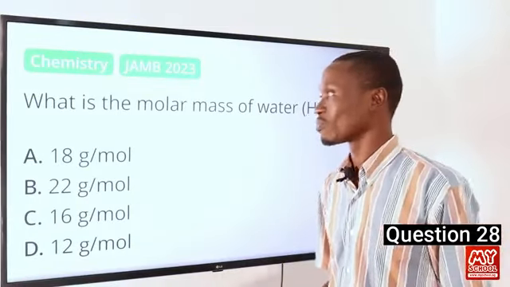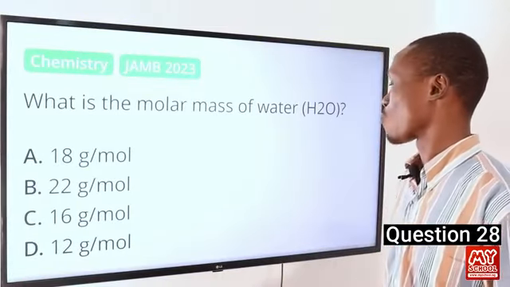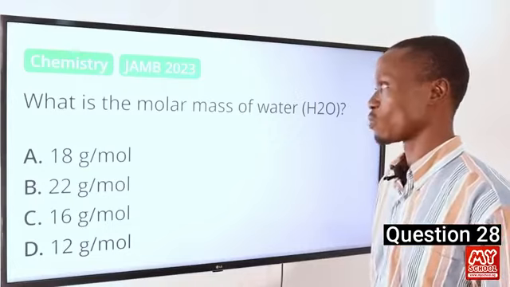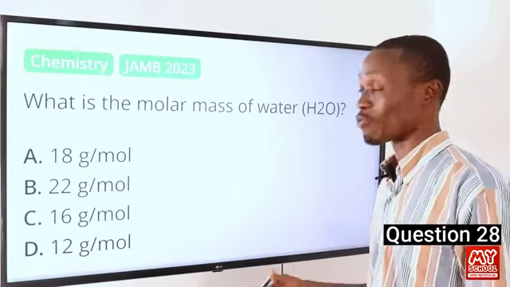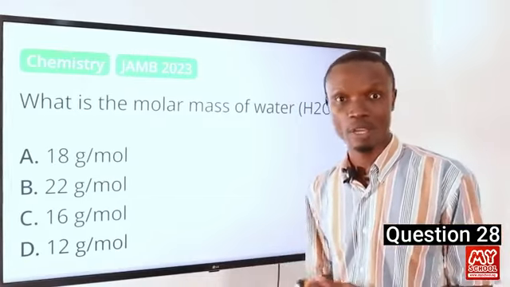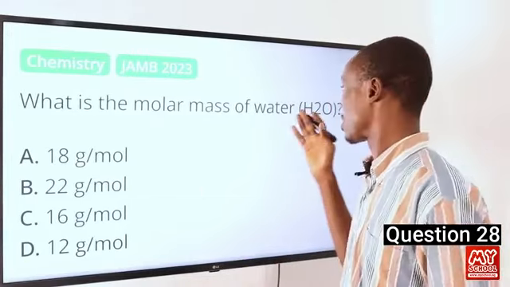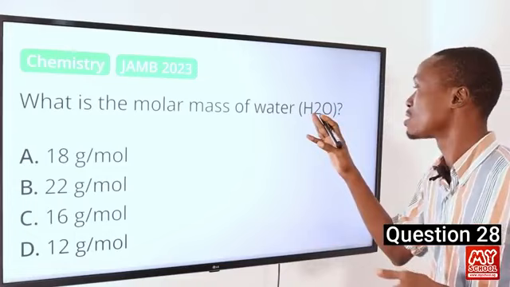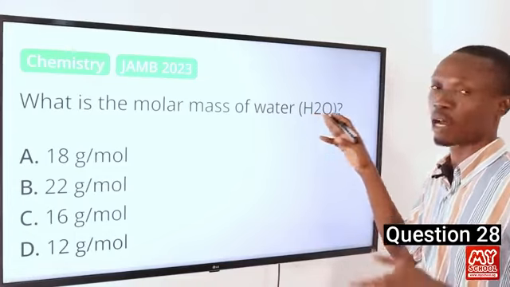Question 28. What is the molar mass of water? H2O. Okay, so the molar mass of a compound is actually the sum of the atomic mass of the elements that made up that compound. So in the case of what we have here, water, the elements here are hydrogen and oxygen.